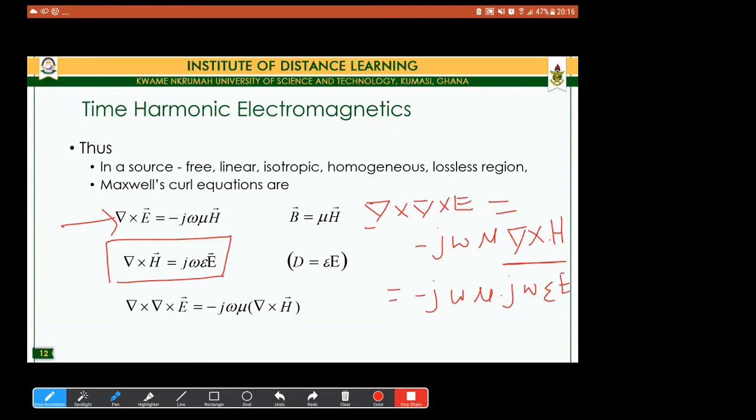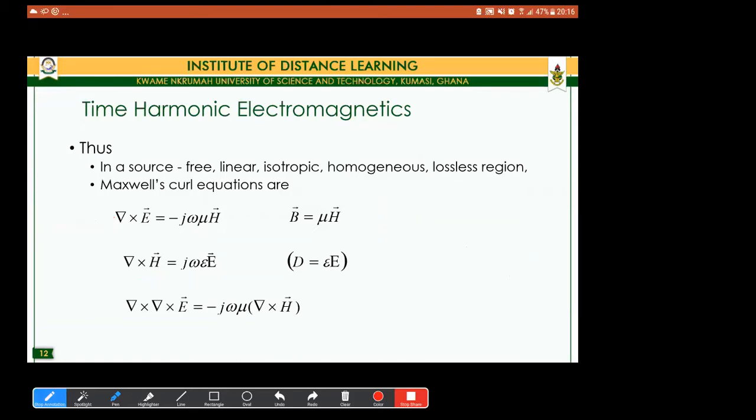So you have j squared, and j squared is minus 1. The j times j is minus 1, it cancels out this minus. And then you have omega squared, and then you have mu, and then you have epsilon, and then you have E. So curl of curl E equals omega squared mu epsilon E. Now this is going to yield very important information, as you see in the next slide.